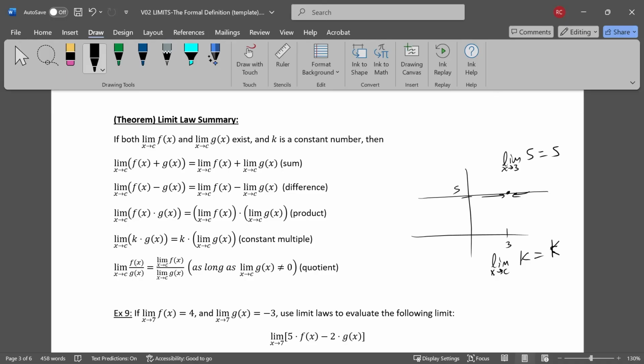And lastly, we have a quotient rule. Quotients are just multiplying by a reciprocal, so this is equivalent to the product rule, except that we can't divide by 0. So the quotient rule that lets you split this on quotients only applies if the limit of the denominator function is not 0.